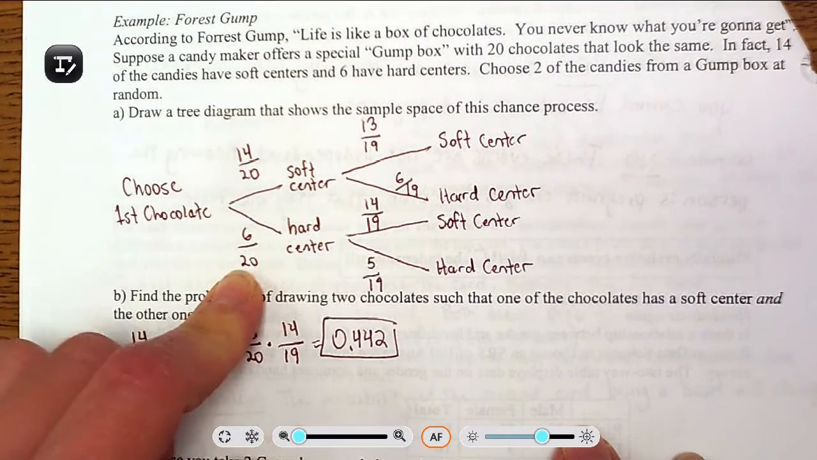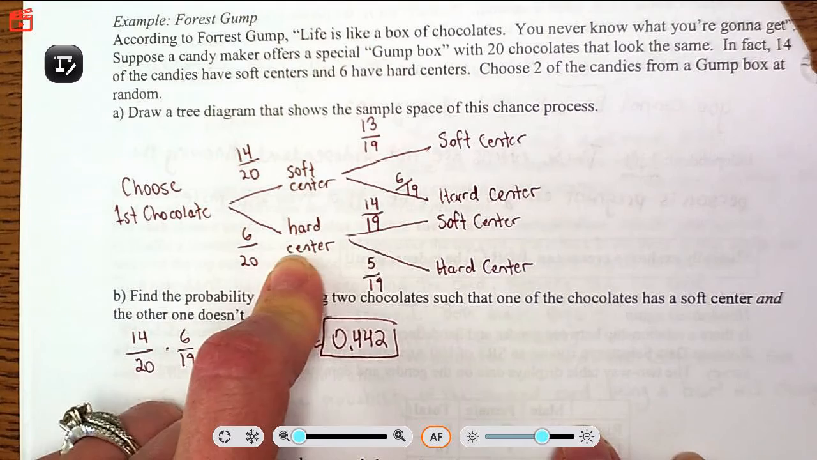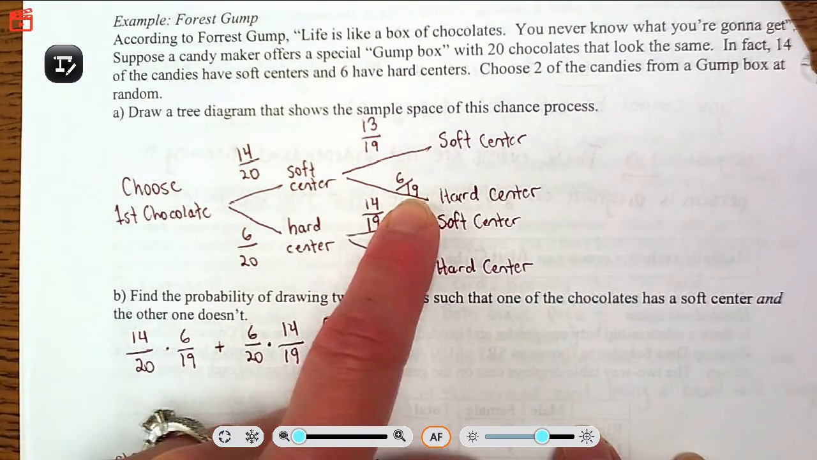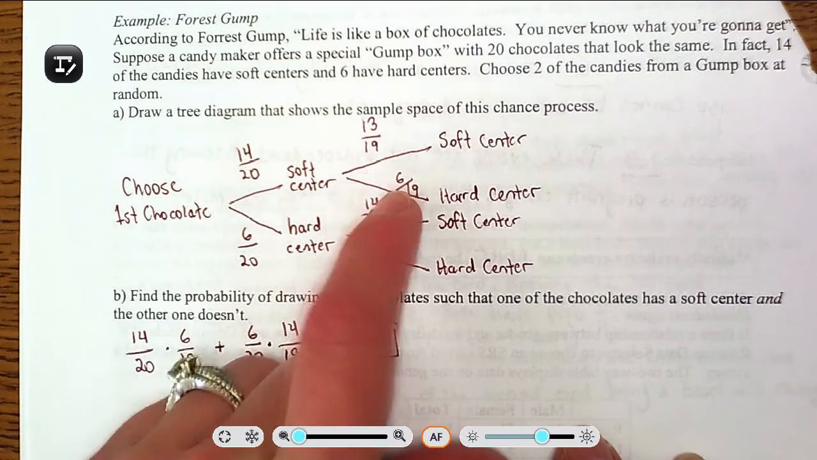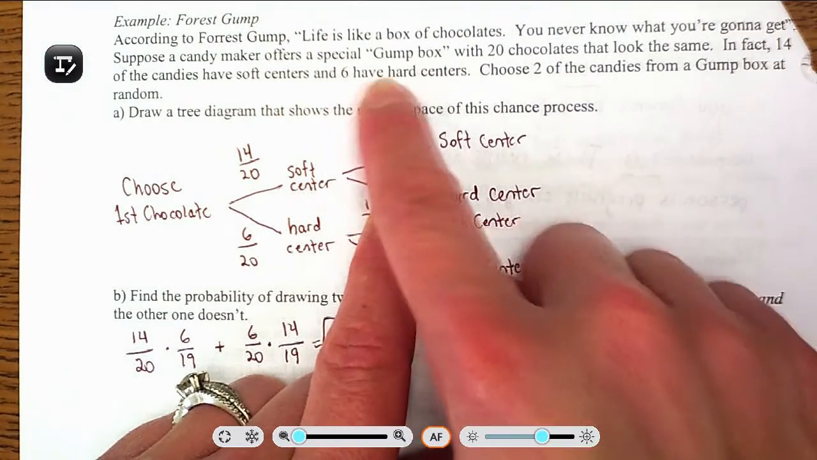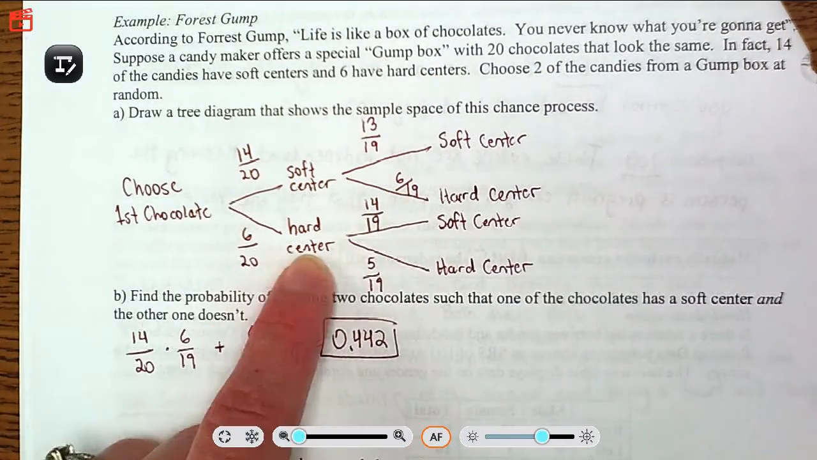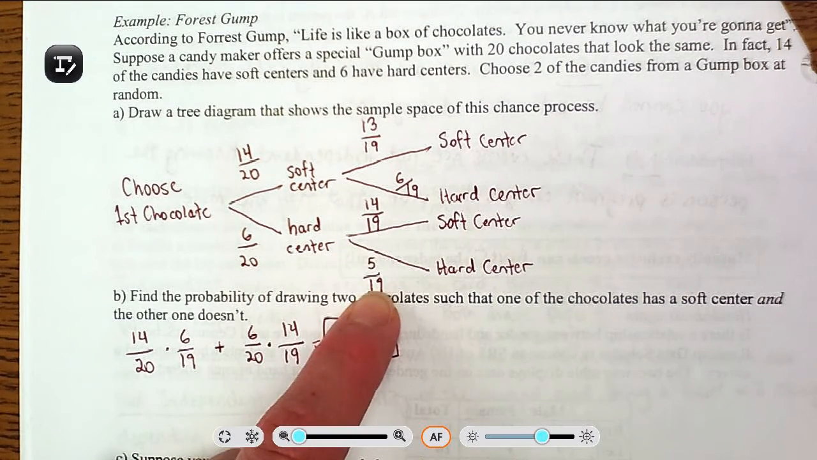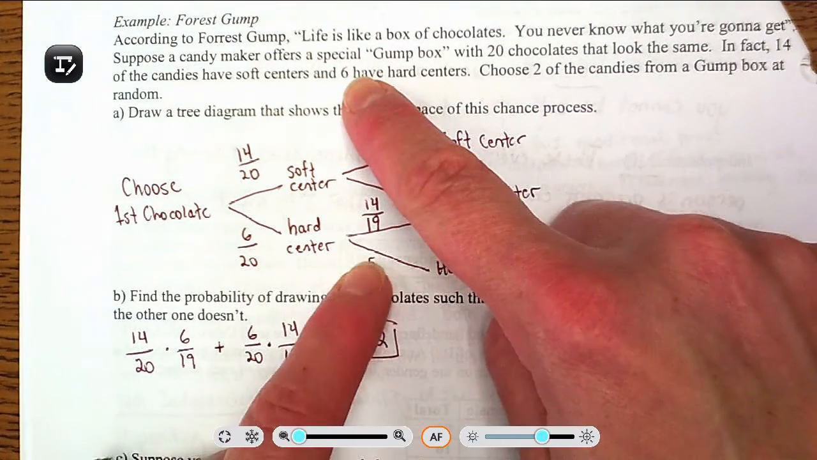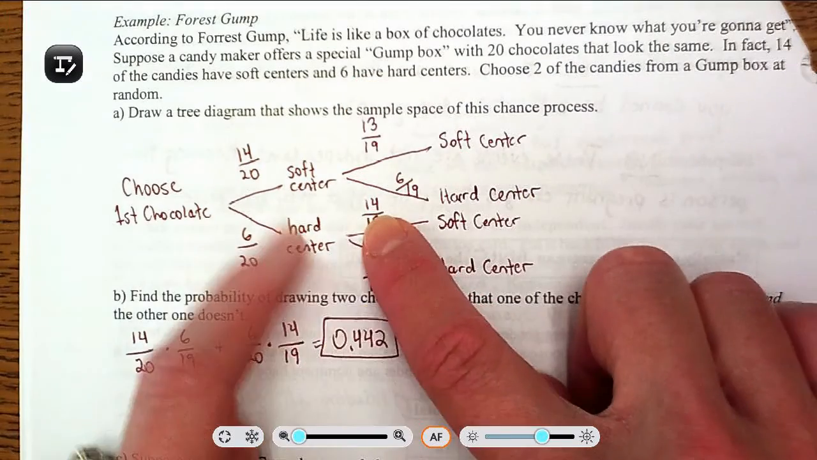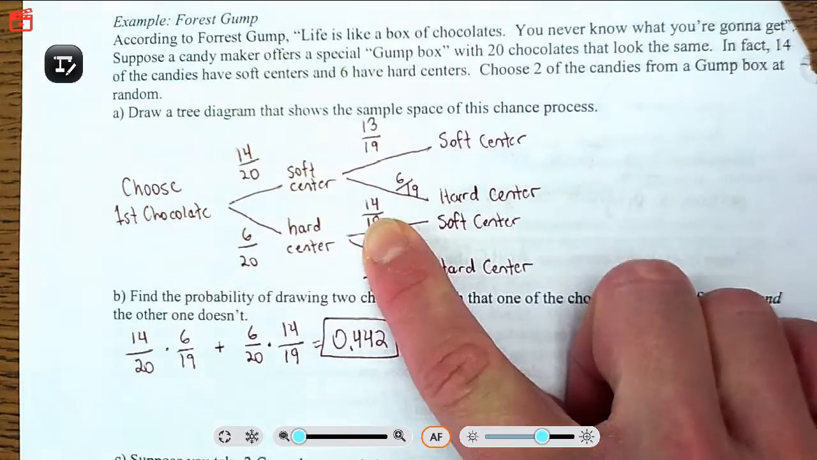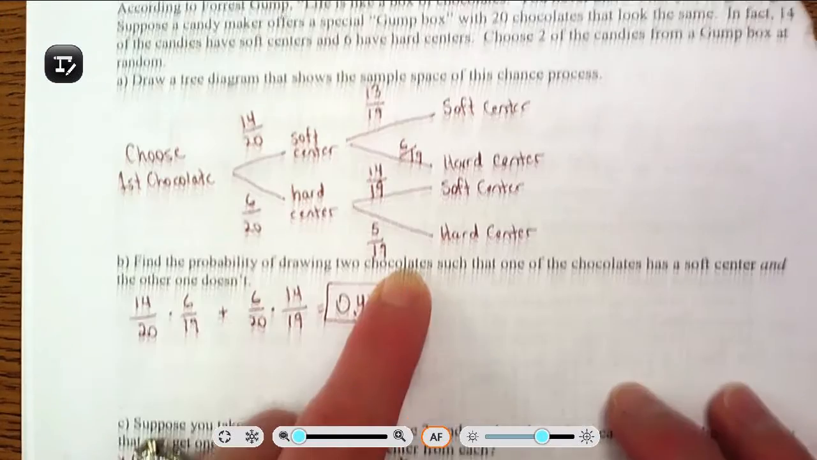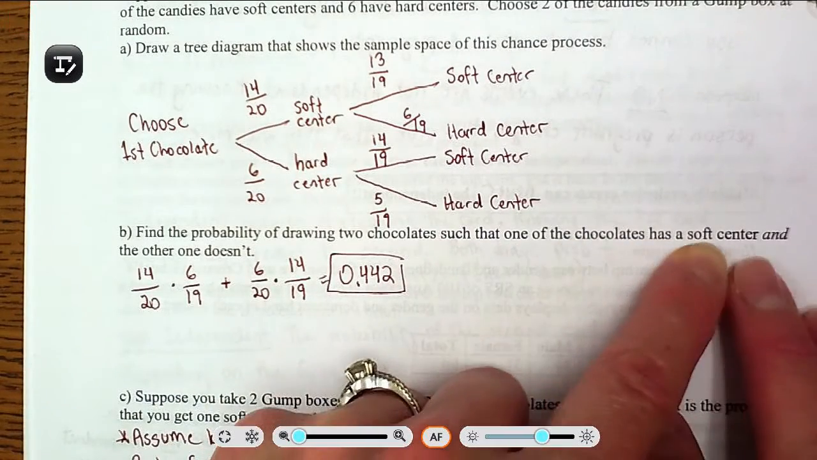Choose the first chocolate. Here are the different types of centers. Then choose the second candy, and if a soft center is taken, then there's one fewer candy, and especially one fewer soft center, but still just as many hard center candies. And if a hard center candy is taken, then there's one fewer candy in the box, so we're now at 19 candies, and one of the 6 hard candies is gone, but we still have all 14 soft center candies.